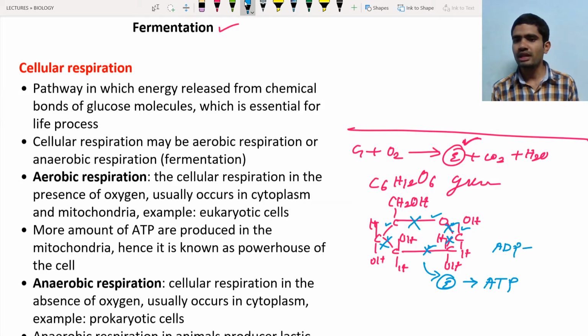ADP, adenosine diphosphate, plus inorganic phosphate, is utilized for the production of ATP. In the production of ATP from ADP and inorganic phosphate, energy is required. So where is the energy coming from? The energy is coming from the breakdown of these glucose molecules. This is the most important point.